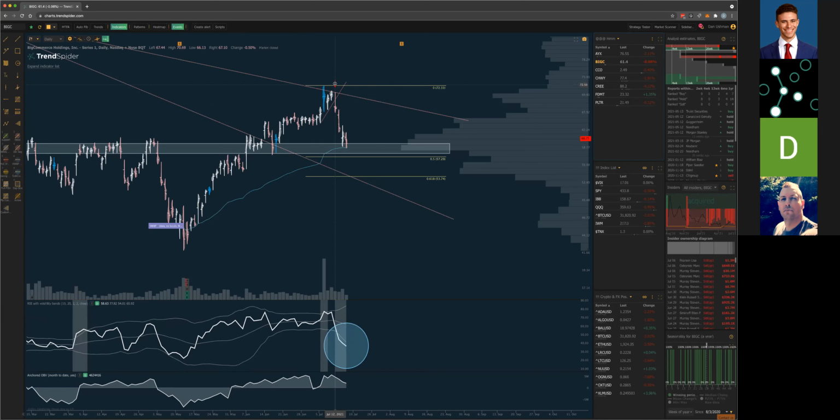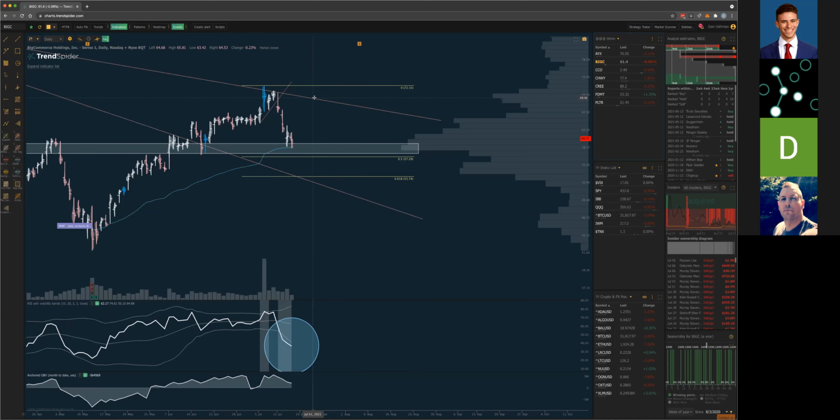Raindrops turn blue, and a lot of people talk about blue raindrops. So don't get the idea that they're super directional in nature, but they turn blue when the two VWAPs are the same.